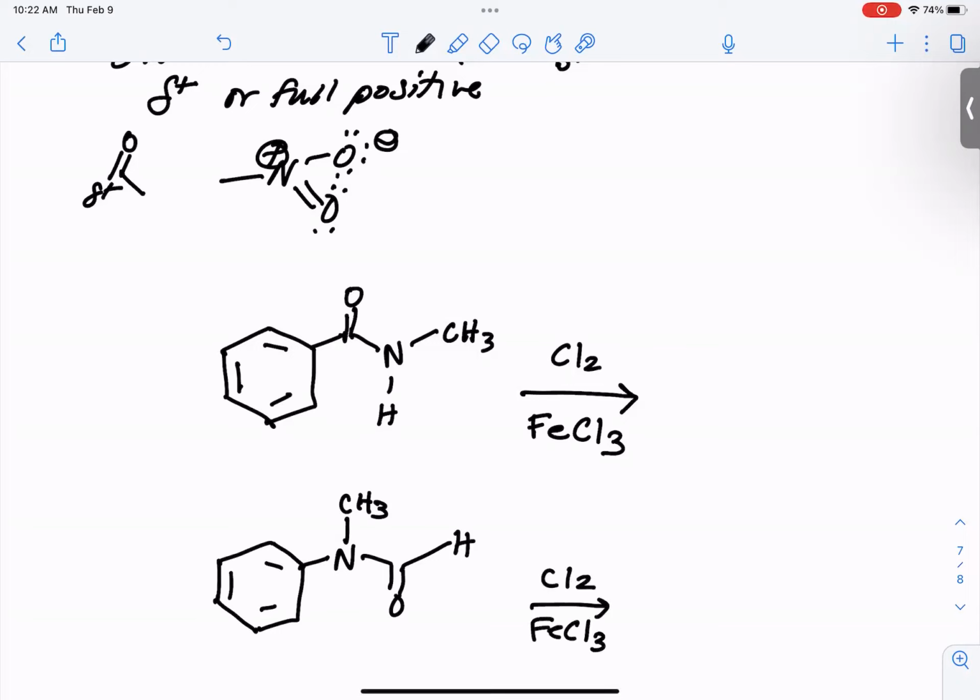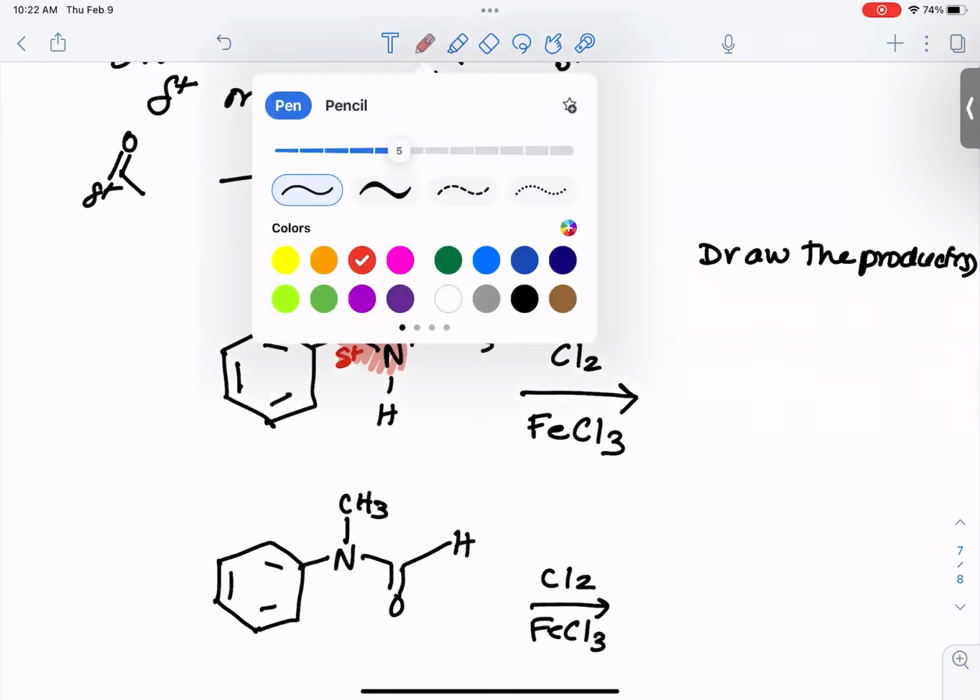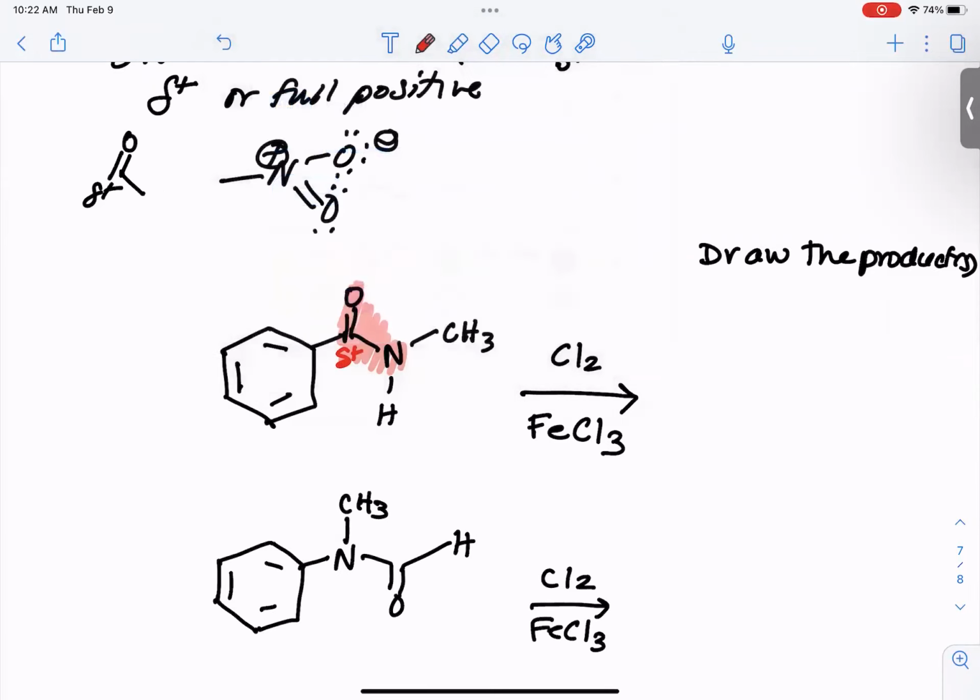All right. You need to draw the product or products. So you're going to look at this, right? And when we look here, is this an electron withdrawing or an electron donating group? You have a partial positive on that carbonyl. What kind of group is that? Electron donating or electron withdrawing? Withdrawing, okay. So you're going to direct to the meta position.